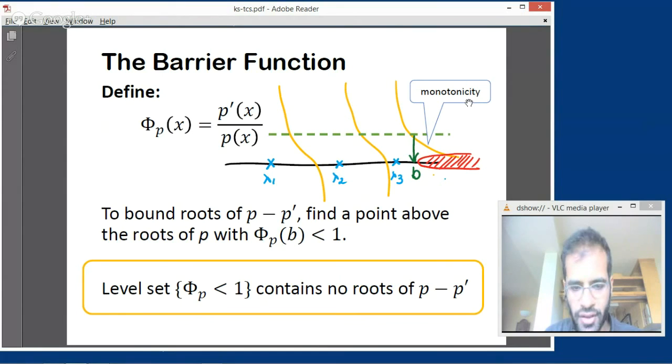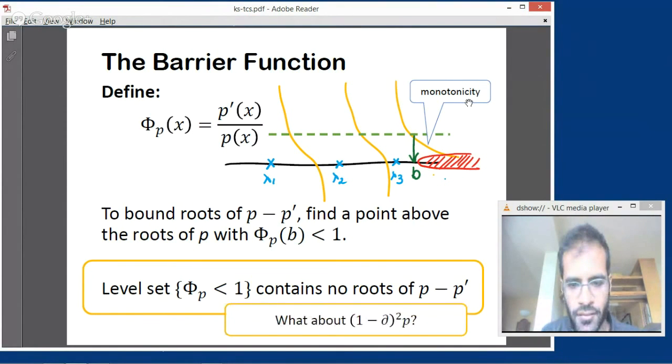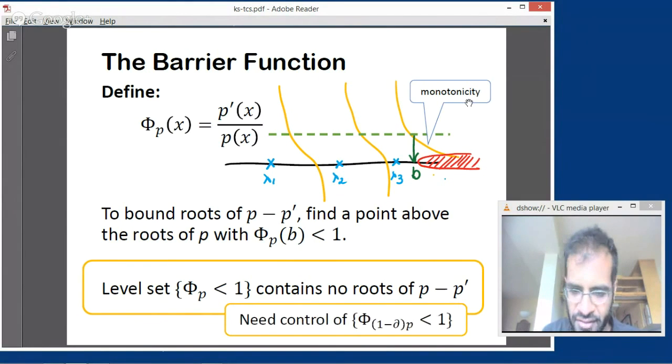Okay. So I'm turning this algebraic problem of locating roots of p minus p prime into this analytic problem of studying level sets of this rational function, the barrier of p. But what if I want to do it again? What if I want to apply this operator I minus differential again? To do that, I would need some control of the level set of the barrier function of I minus d times p, which is p minus p prime. And currently, I don't have a way to do that. Currently, if I can control the level set of the barrier function of p, I get just an upper bound on the roots of p minus p prime. I don't get information about the level sets of the barrier function of p minus p prime.